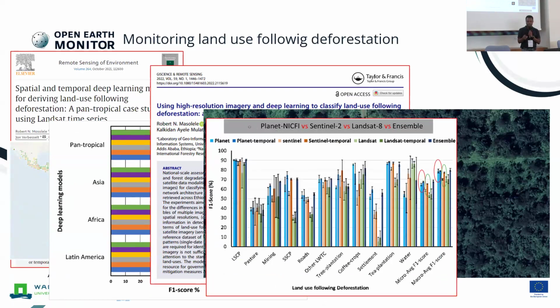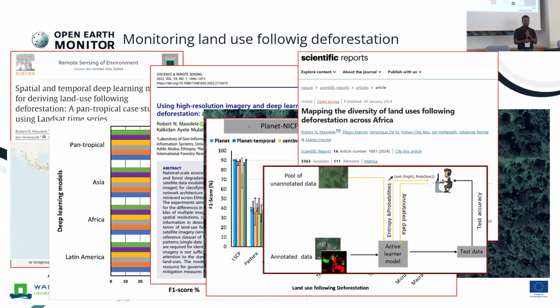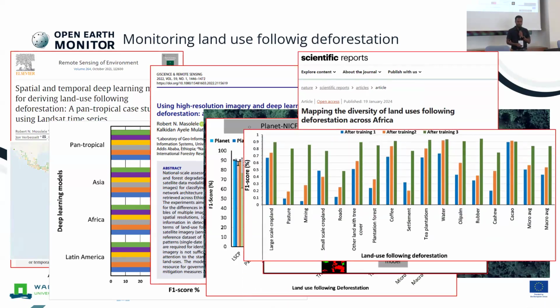And so we had different testing, with different data, like Planet, very high resolution, Sentinel, Landsat, and of course the ensemble. There was a lot of ablation study done on this, trying to come up with the best method, the best approach to identify the land use that's causing deforestation. And we also upscaled this to continental scale. For example, this study is for Africa, using an active learning framework.